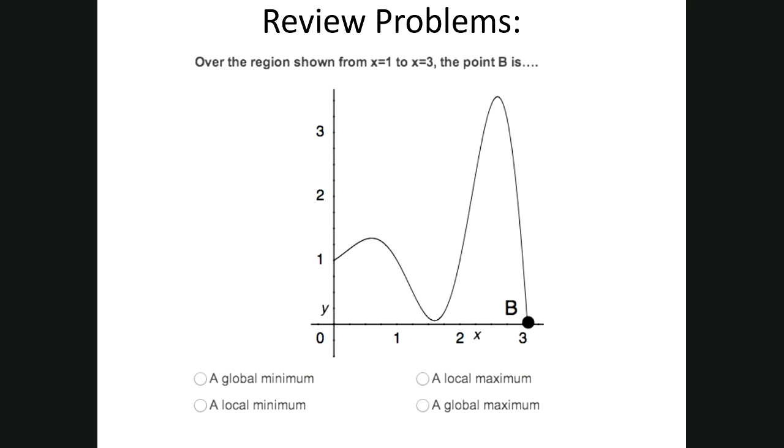This is one of those Khan Academy questions. It says over the region 1 to 3, the point B is... Well, now they call them global max, and some books call them absolute and some books call them global. So in this problem, I would say that this is a global minimum because it is the lowest point. There is no other point that is any lower. So we could call it an absolute or a global minimum.